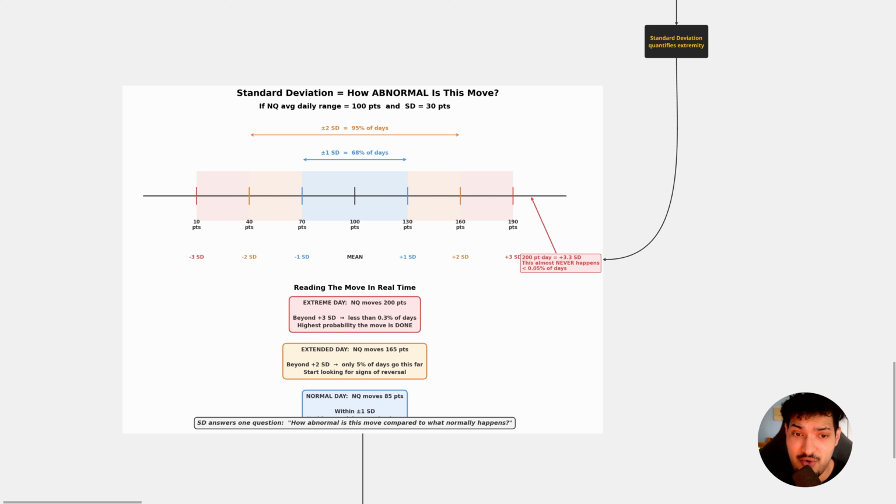Now, logically, if we increase this band, and we say 2 standard deviations, naturally, more of the days are going to fall in this range. So what the 2 standard deviation band is saying is that in 95% of the days of the observed samples, NASDAQ moved between 40 and 160 points on the day.